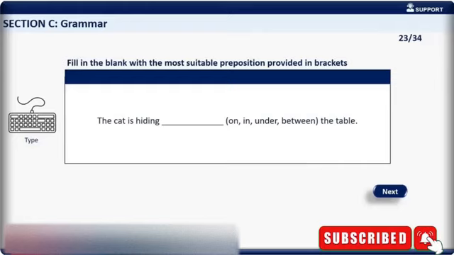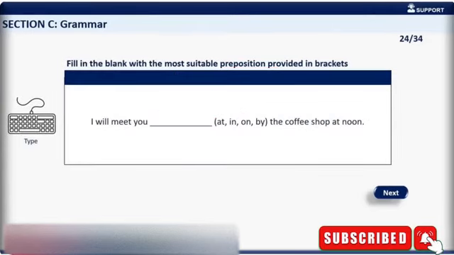And now the pattern of the questions is going to change a little bit. The pattern is, fill in the blanks with the most suitable preposition provided in the brackets. Okay, so we have some prepositions. So we have to select the most suitable preposition that will fit in this blank. So the first question is, the cat is hiding dash the table. The options are on, in, under, between. The correct answer is going to be under. The cat is hiding under the table. Moving on to the next question.